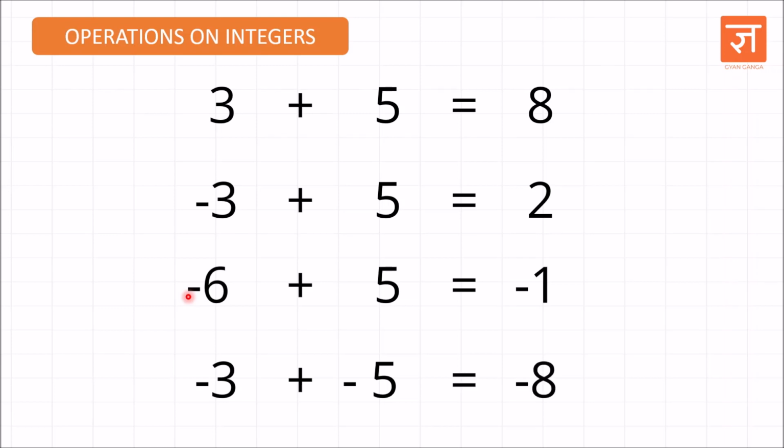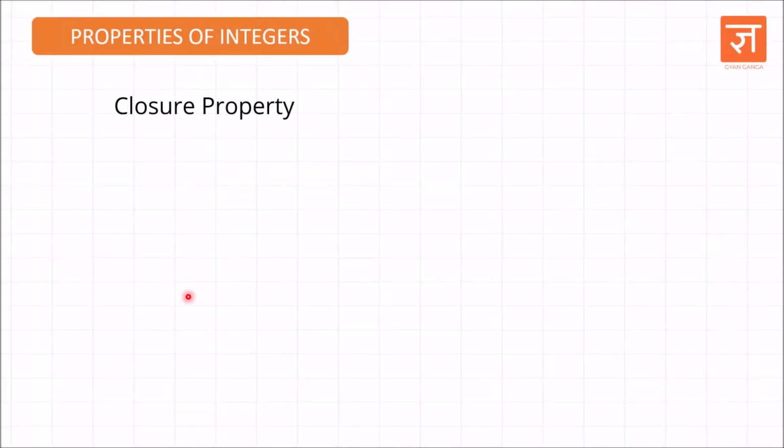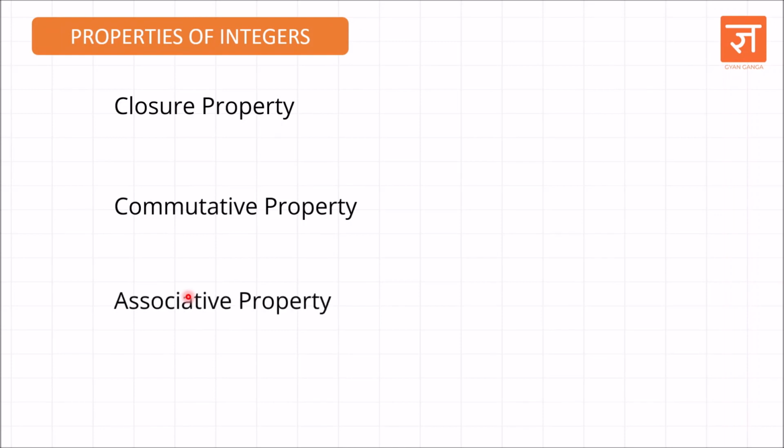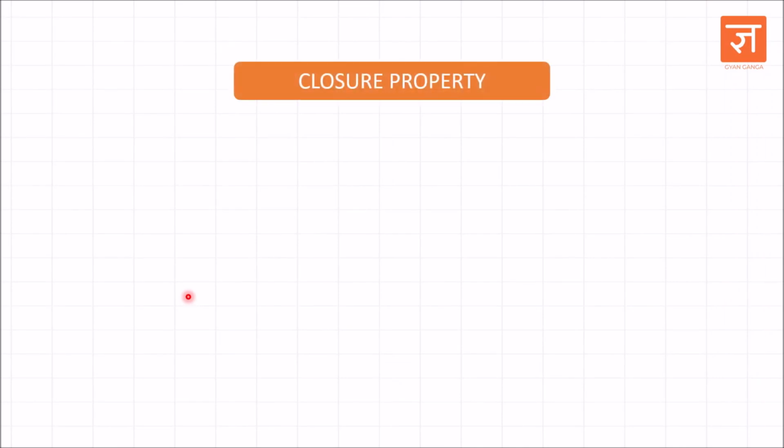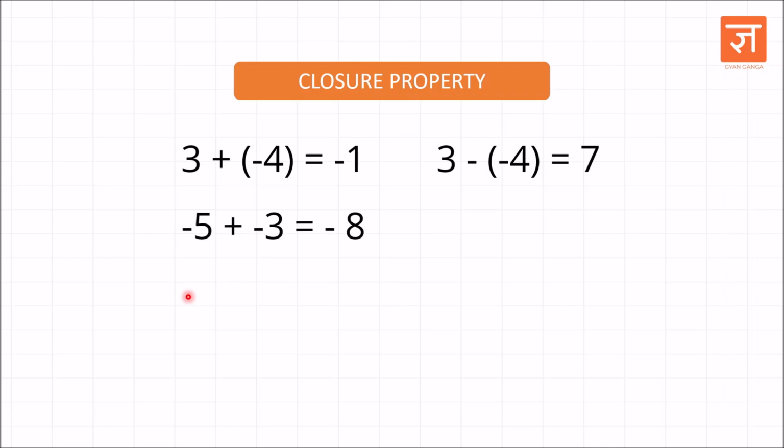Now there are different properties like closure, commutative and associative. So let us see each one by one. Closure property. We have an example. 3 plus minus 4 will be minus 1. 3 minus minus 4 will be 7. Minus 3 plus minus 5, minus 8. Minus 5 minus minus 3, minus 2. Minus 10 plus 4, minus 6. Minus 10 minus 4, minus 14.